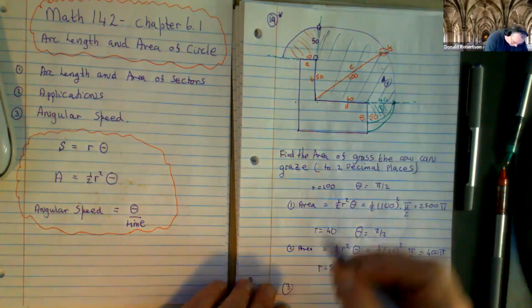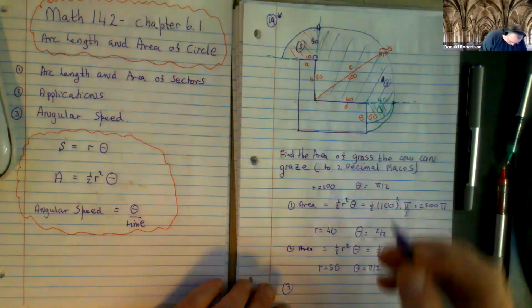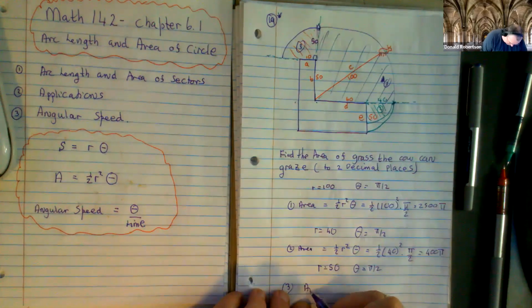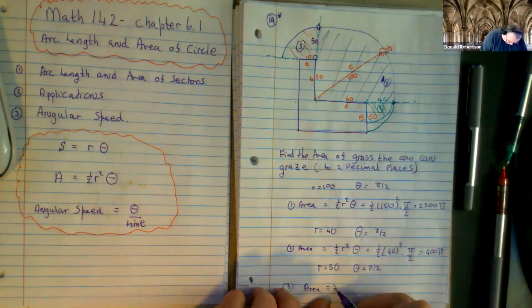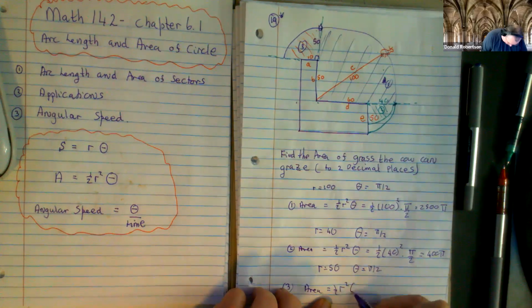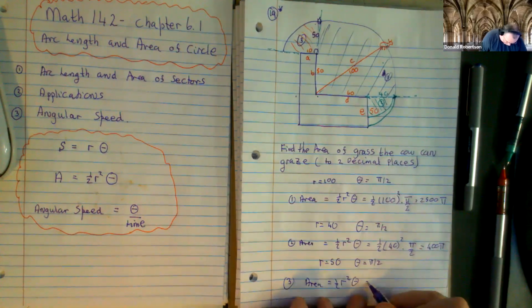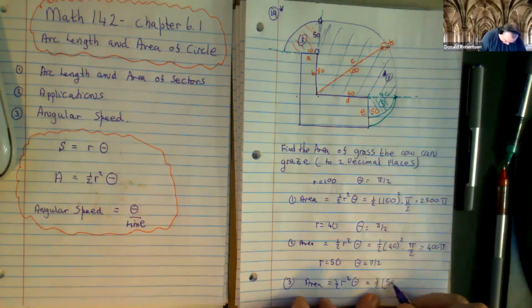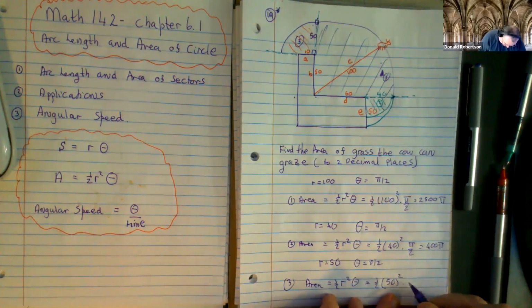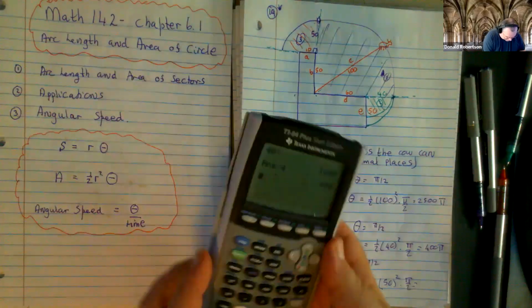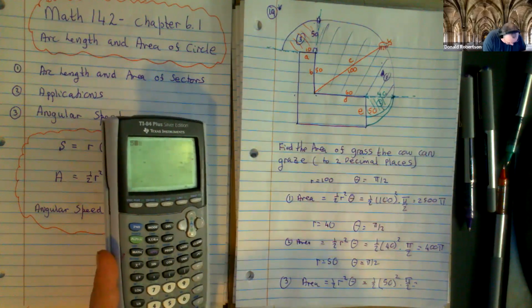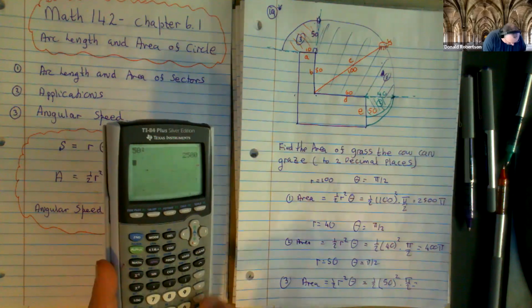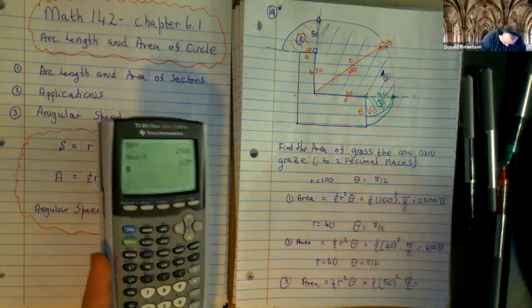So the third one, which is what I'm going to call that piece, is 1/2 r squared theta, 1/2 times 50 squared times pi on 2. Go back to the calculator. 50 squared divided by that, 625 pi.